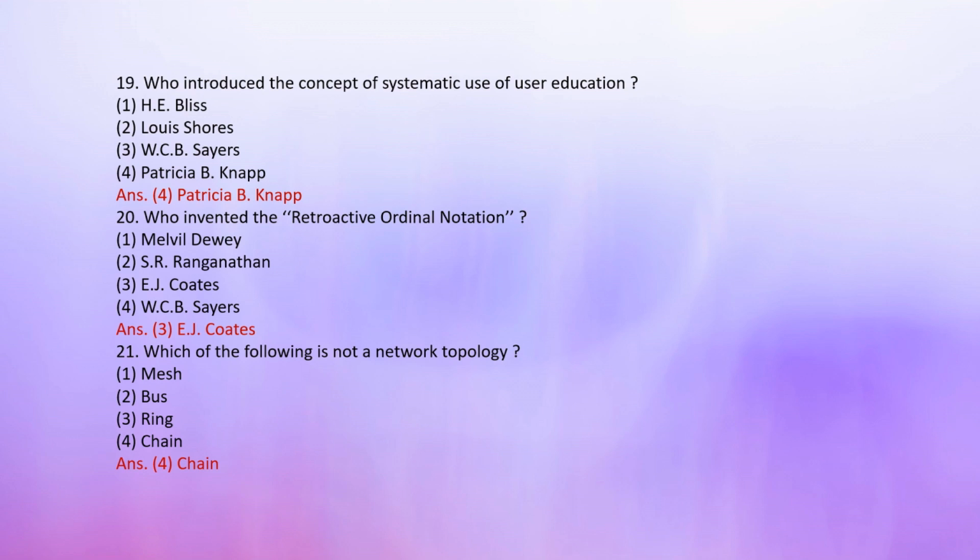E.J. Coates. Number 21. Which of the following is not a network topology? Number 1. Mesh, then number 2. Bus, then number 3. Ring, and then number 4. Chain. And correct answer is 4. Chain.